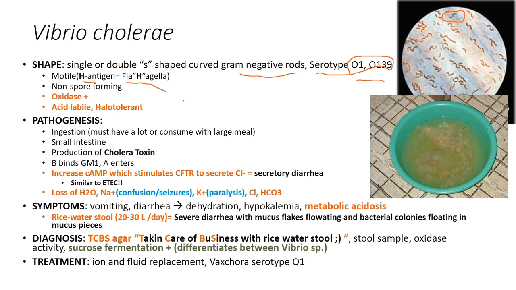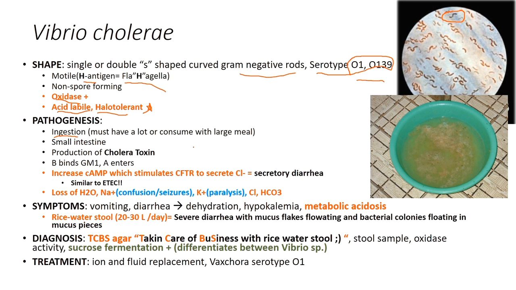They're oxidase positive. These guys are acid labile and halotolerant. So these guys are actually going to survive in salt water. So it's not going to be something that will keep them away. Acid labile, however, this comes into the process of ingestion. So we have to actually take in a lot of these guys if you have an empty stomach in order for them to make their way through the stomach into the intestines to cause the disease. Either that or we can take in a smaller amount and consume it with a large meal.